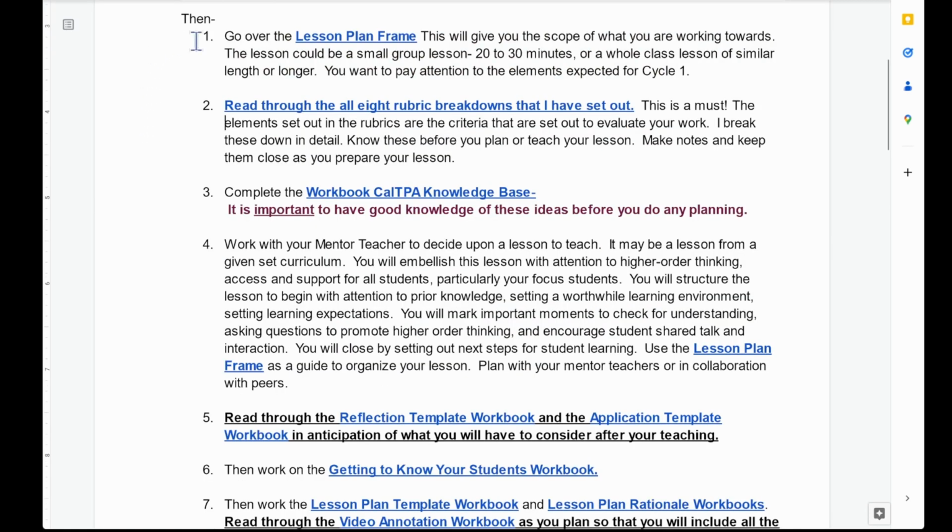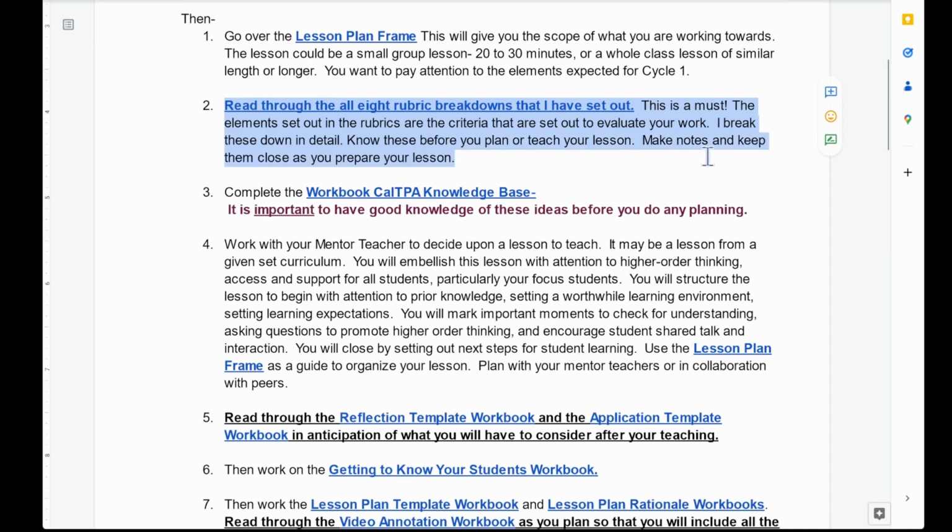Going back to the overview, we've looked over how to think about the lesson plan frame. Second thing I suggest, and all of this is before you do any writing, any consideration of the templates, is just to get your head around Cycle 1 well. So the second thing I suggest is to read through all the 8 rubrics.